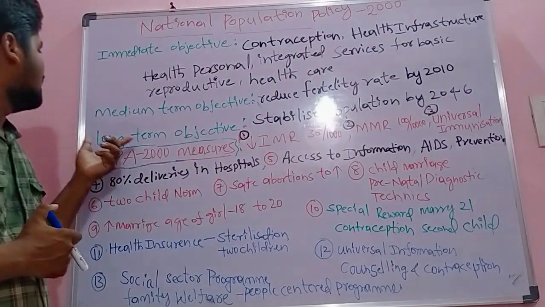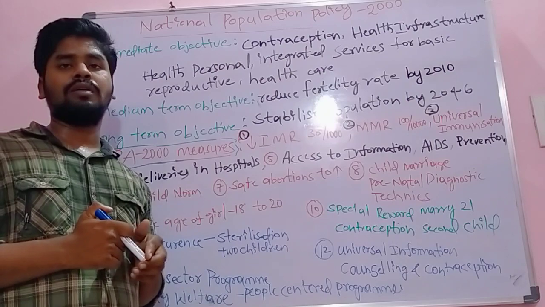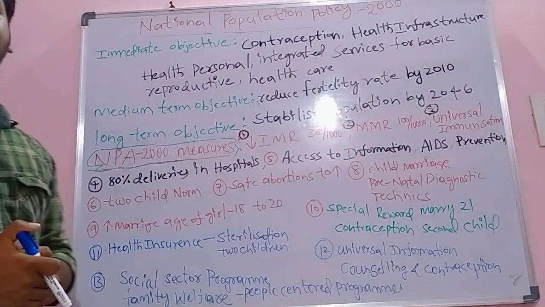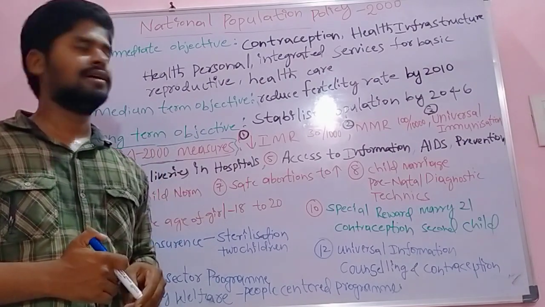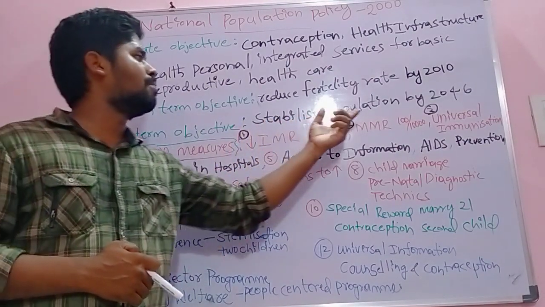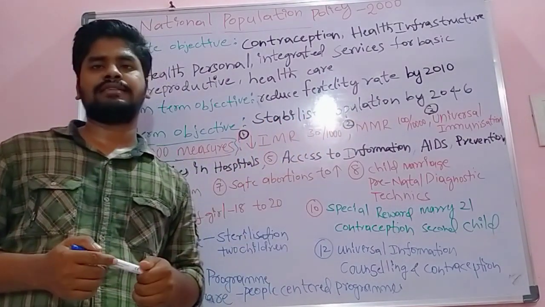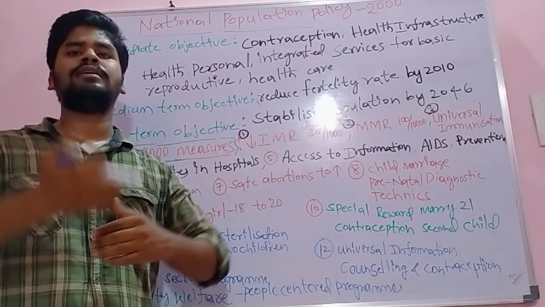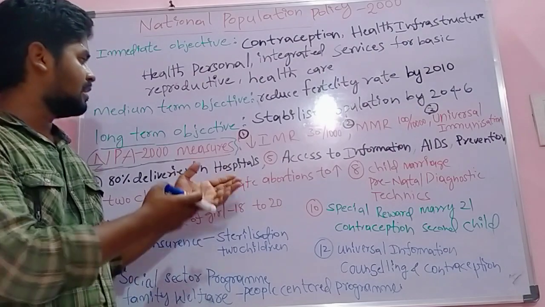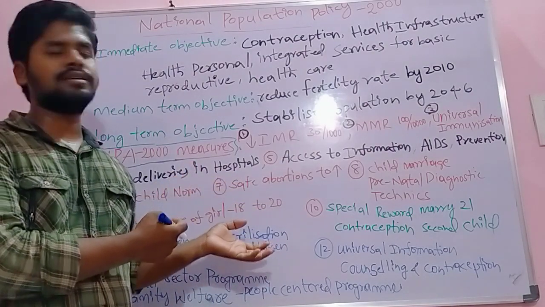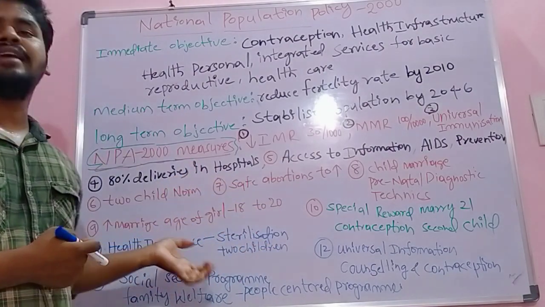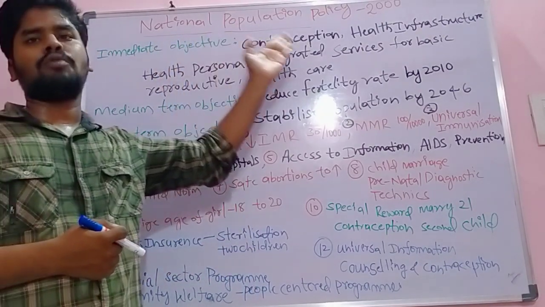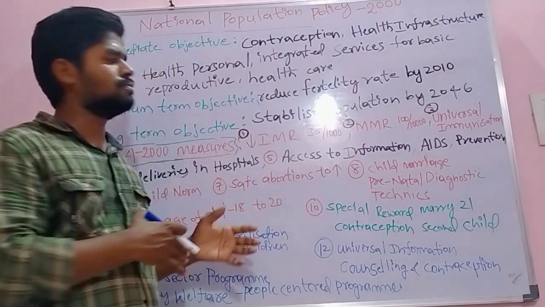I am coming to the long-term objective. What are the long-term objectives which are taken in this 2000 national policy? Here, stabilize the population by 2046. Government has to stabilize the population. How will it be stabilized? There are 30 major measures taken by the government of India through the national population policy. So what are those measures?